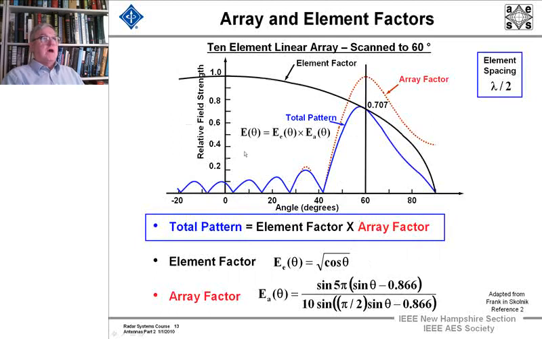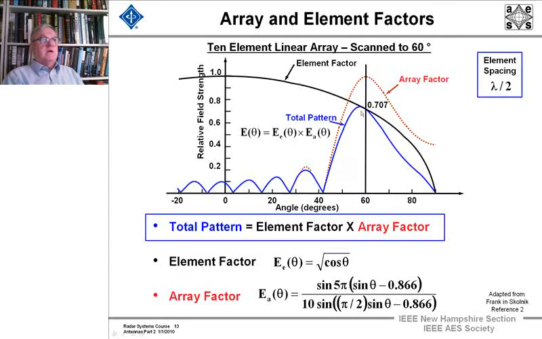Okay. Now, for a 10-element linear array scanned to 60 degrees, let's assume we've got an element factor, the square root of cosine theta, and then the array factor for a spacing of lambda over 2 scanned to 60 degrees comes out to this factor. Then the total pattern that you have is the product of the element factor and the array factor. That's the relative field strength. And of course, if we're dealing with dB, it would be the sum of the factors. So you're going to have a factor due to the element pattern and the array pattern. And that is going to give you the pattern across the array.